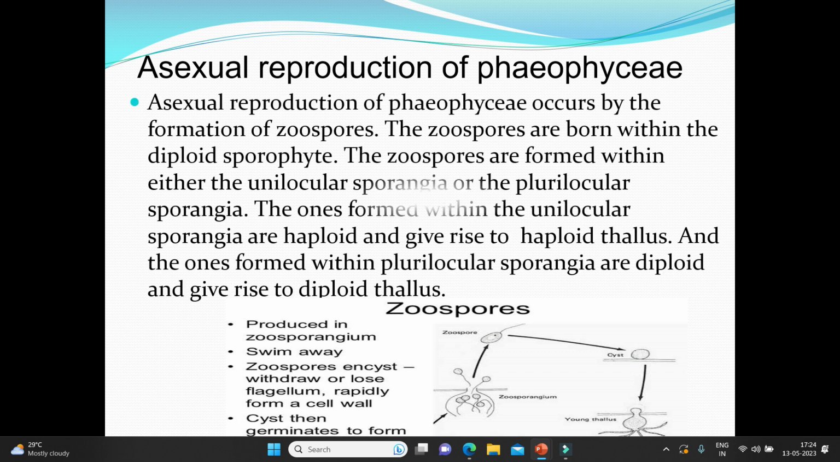Here we can see the picture of asexual reproduction of Phaeophyceae. It occurs by the formation of zoospores. The zoospores are born within the diploid sporophyte, and are formed within either unilocular or plurilocular sporangia. The ones formed within the unilocular sporangia are haploid and give rise to haploid thallus, and the ones formed within the plurilocular sporangia are diploid and give rise to diploid thallus.